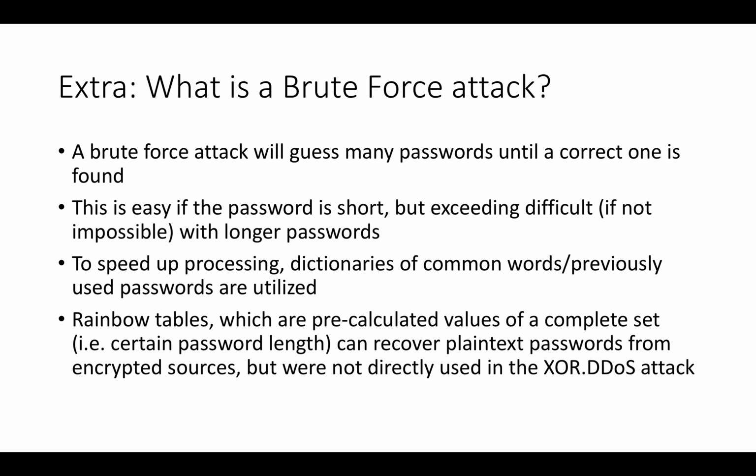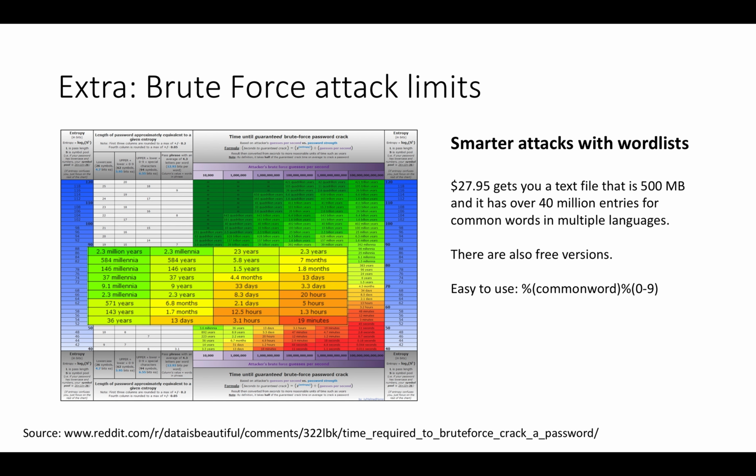passwords. To speed up the processing, what attackers usually do is use dictionaries of common words, previously seen passwords, and a little bit of modifications on those. Another thing that's somewhat related to this are rainbow tables. Those are pre-calculated values of a complete set of, for example, a password length that they've pre-calculated ahead of time. But these really weren't used in the XOR DDoS attack. Because this was an attack over the internet and not a local attack, it was more about smart password dictionaries that were used.